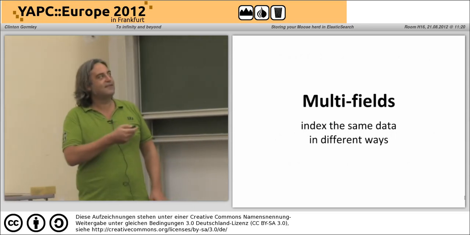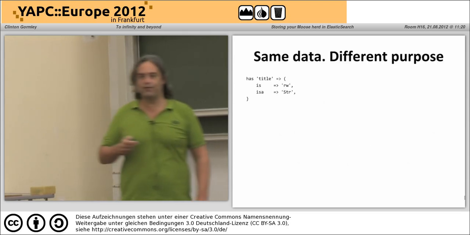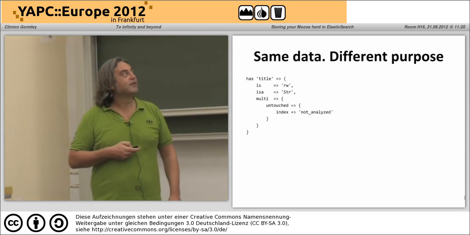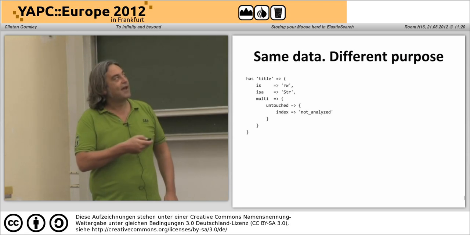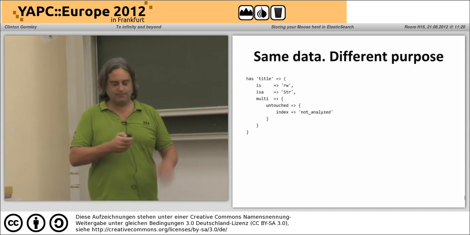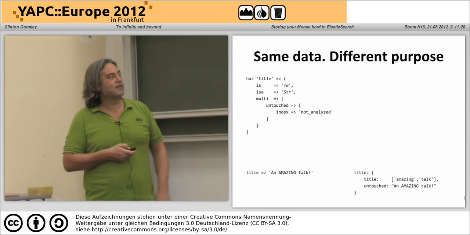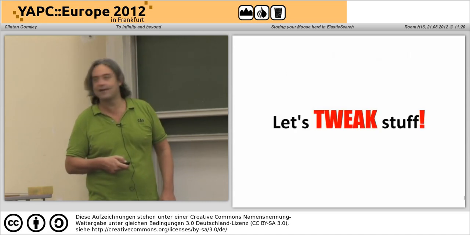Okay, and for this we use multi-fields, which allows us to index the same data in different ways for different purposes. So we change this to a multi-field by adding multi, the field name, which is untouched, and the mapping for that field. So we want that to be passed through unchanged. Now when we index An Amazing Talk, we have two versions, title and untouched. Title has the original full text analysis, and untouched is exactly the same.